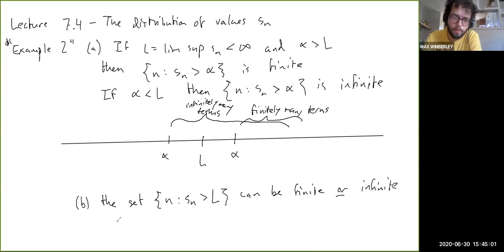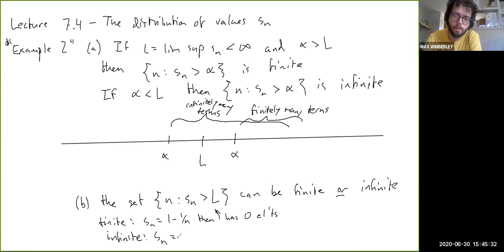An easy example of a finite situation is where you take something like Sn equals 1 minus 1 over n, so that the terms approach from the left, right? Then this set has 0 elements in it, right? So then it has 0 elements.